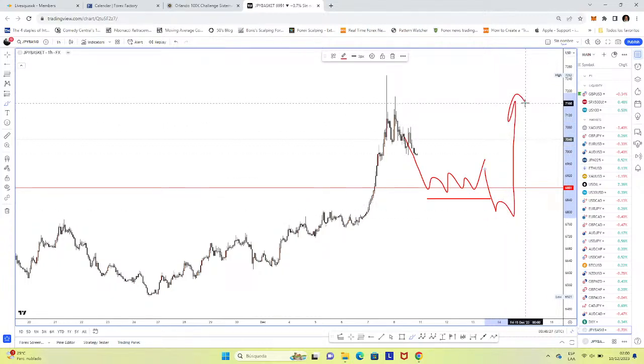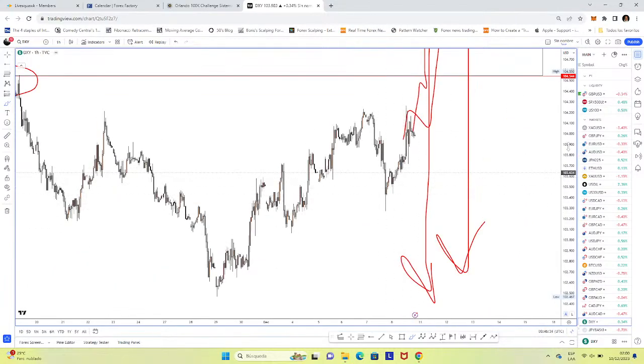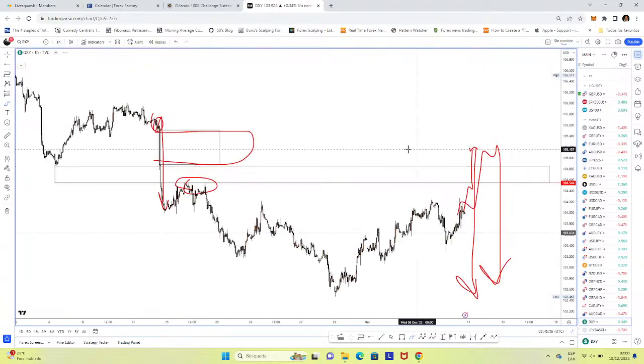But this is far from being complete. So my main focus is shorts on the US dollar, as I already told you before.